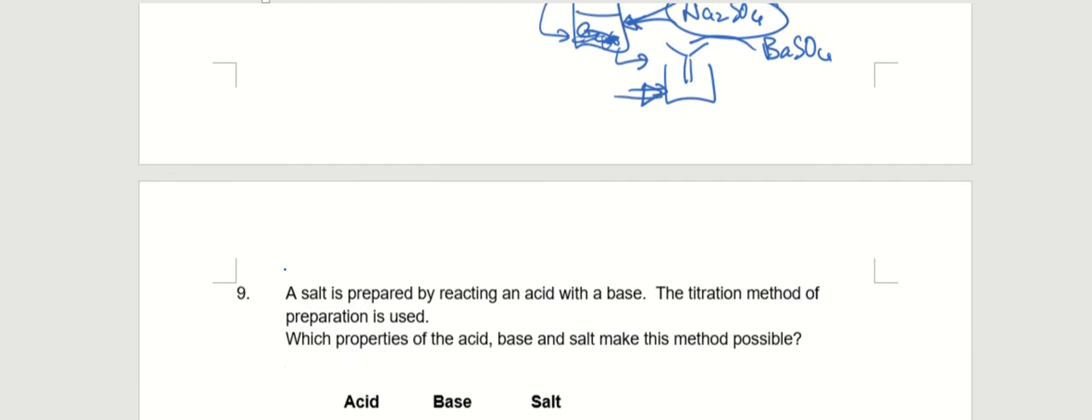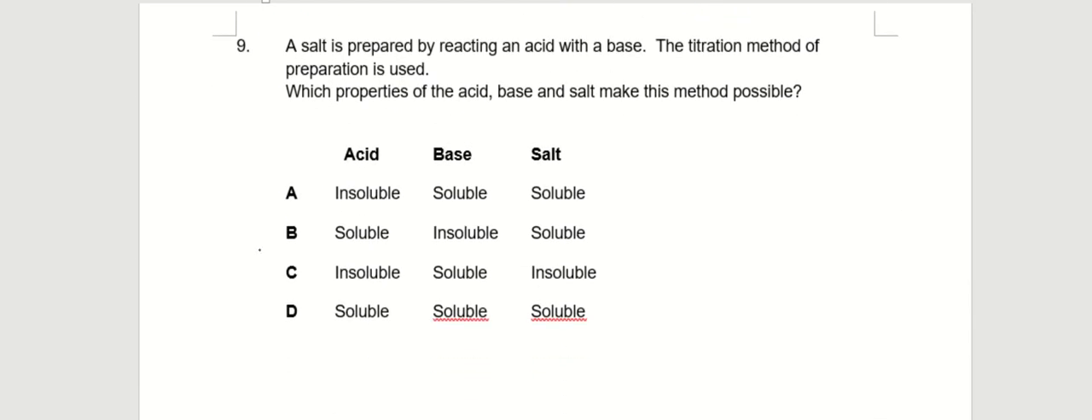Let's go and do one more question. A salt is prepared by reacting an acid with a base. The titration method of preparation is used. Which of the acid, base, and salt makes this method possible? The question already tells you that it is a titration method. Therefore, we are looking at a soluble salt. The salt itself has to be soluble. So that means C is out.